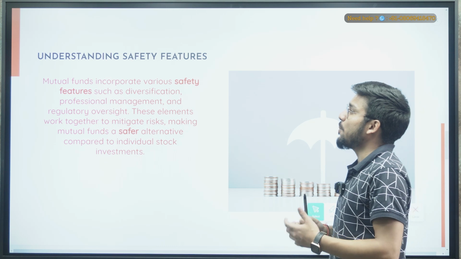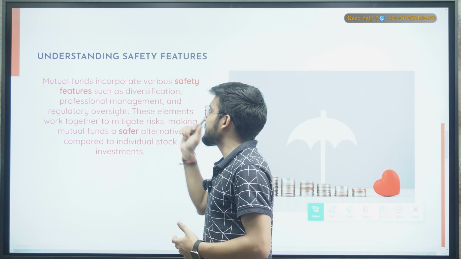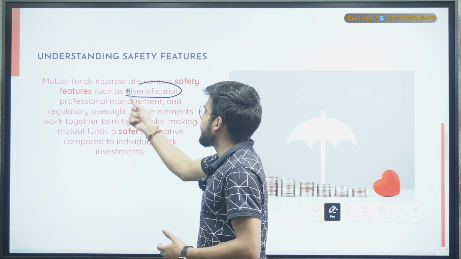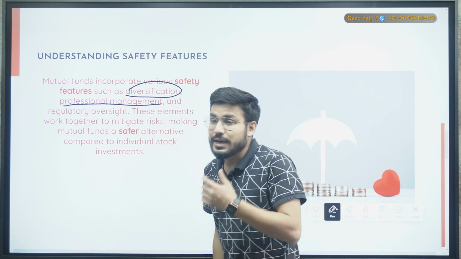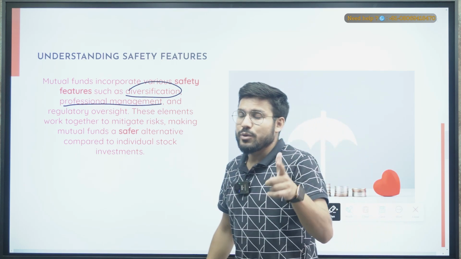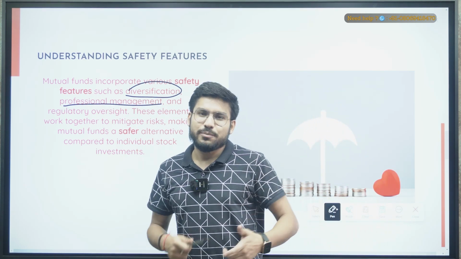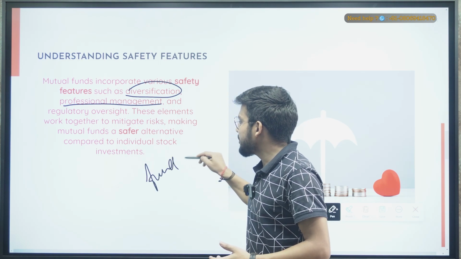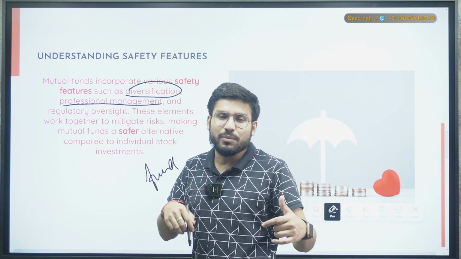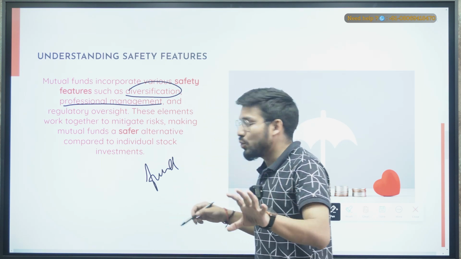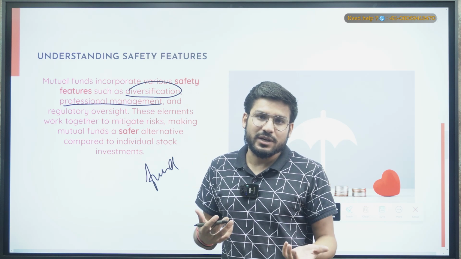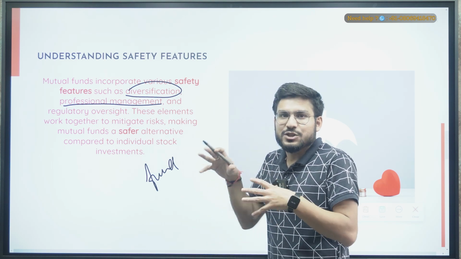Mutual funds incorporate various safety features such as diversification. I have told you already about diversification, right? Then professional management. The first thing is that your mutual fund is managed by professionals, whom we call the fund managers, right? And the fund manager also doesn't want to risk his job, so he doesn't invest your money in very risky trades or risky investments. He only goes with benchmark hugging.